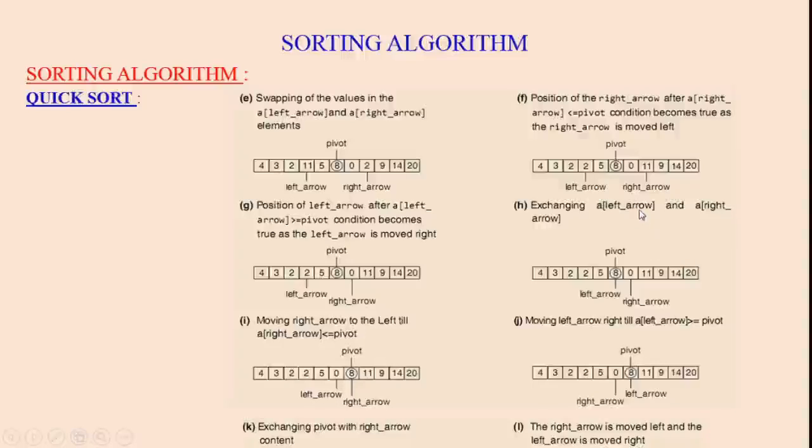Then exchanging the right and left arrows, then moving the right arrow to the left till the pivot is moved to the right arrow. Then moving the left arrow right till the pivot is moved to the left arrow. Then exchanging the pivot with the right arrow content. Then the right arrow is moved left and the left arrow is moved right.